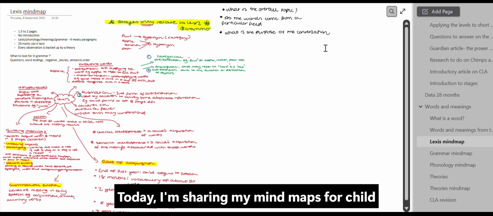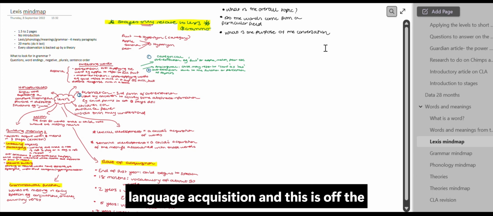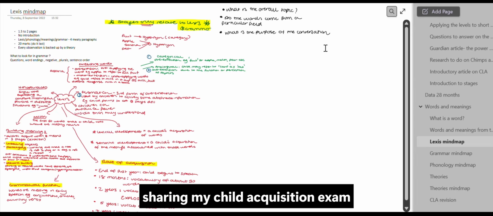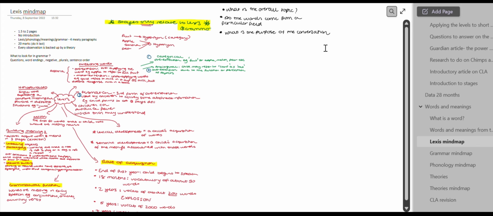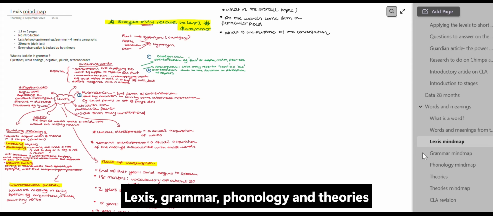Sharing my mind maps for child language acquisition. This is off the back of the previous video that I made sharing my child acquisition exam response, where I got 20 out of 20. And in this video, I'll be sharing my Lexis, grammar, phonology, and theories mind maps.